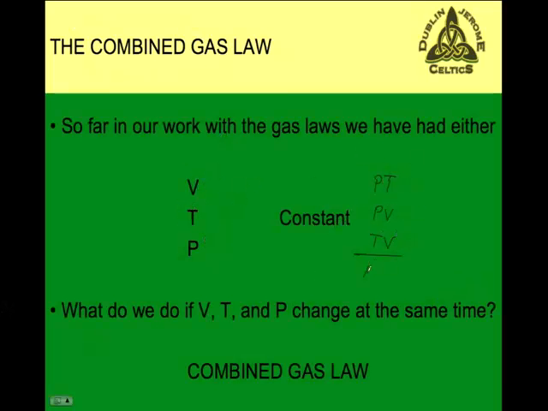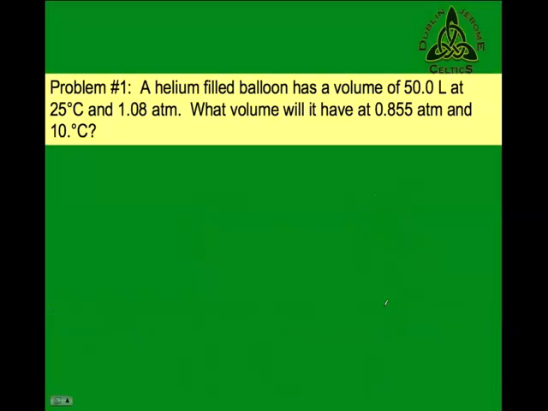And if we add those all up, pressure, volume, and temperature all change at the same time. What do we do? We use the combined gas law, combining all 3. And it's going to be very similar math-wise to what we've already done in the 3 prior gas laws. We're using ratios to solve problems.